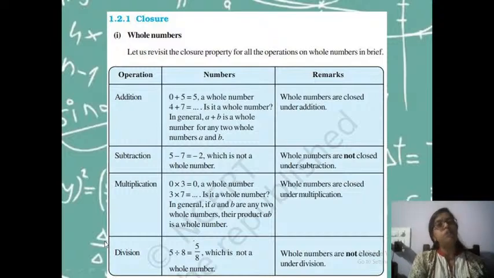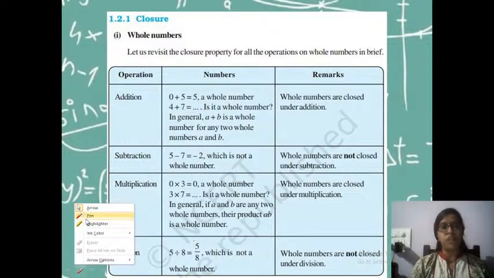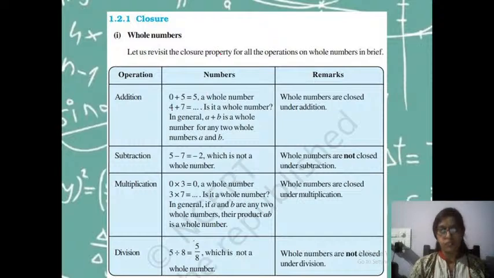Okay, so let us move on to the whole numbers. First, let us deal with the closure property for whole numbers. In that, first, let us move on to the addition operation. So what does the closure property say in an addition operation?